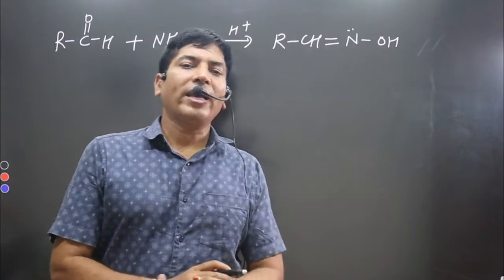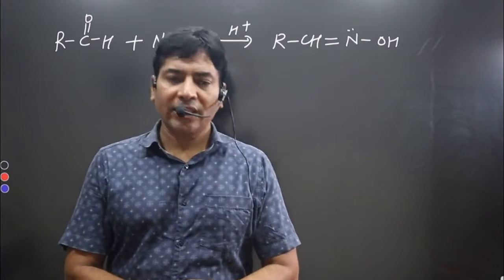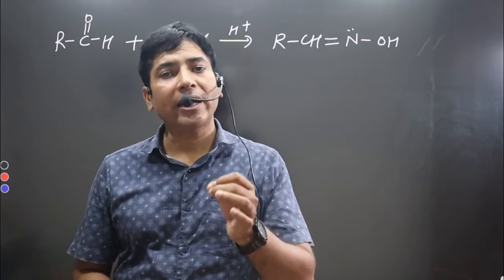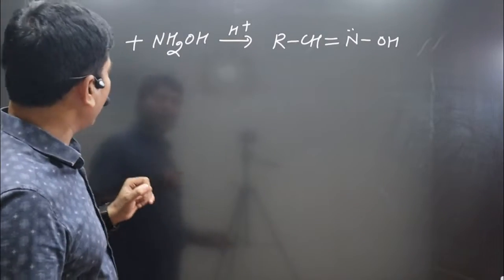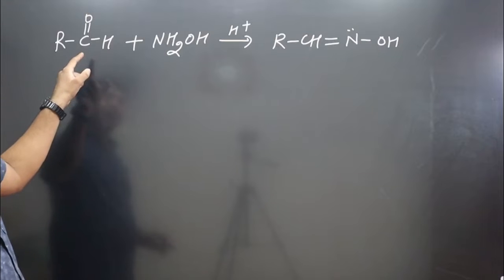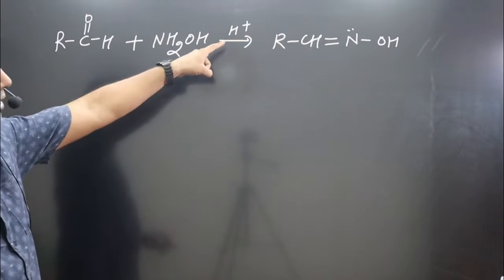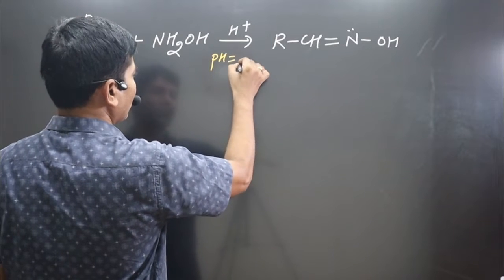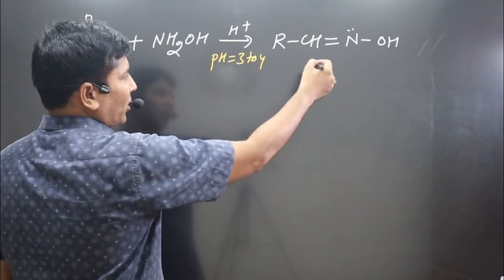We understand why the chemical reaction of aldehyde and ketone with hydroxylamine is carried out in mild acidic medium. We have the chemical reaction. You can see aldehyde is reacting with hydroxylamine in acidic medium. In this case, pH value is maintained 3 to 4. And the product is what?